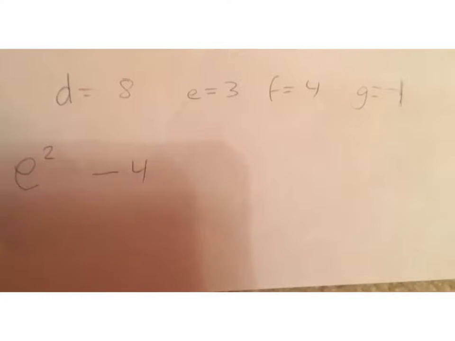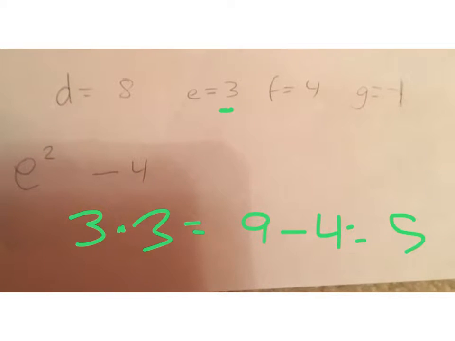So this problem is e to the power of 2 minus 4. So what we first have to do is the exponent. So that would be e to the power of 2. And since e equals 3, we'll have to do 3 times itself, because e times e, or 3, the amount of times up there. So that equals 9. Then, with basic subtraction, 9 minus 4 equals 5.